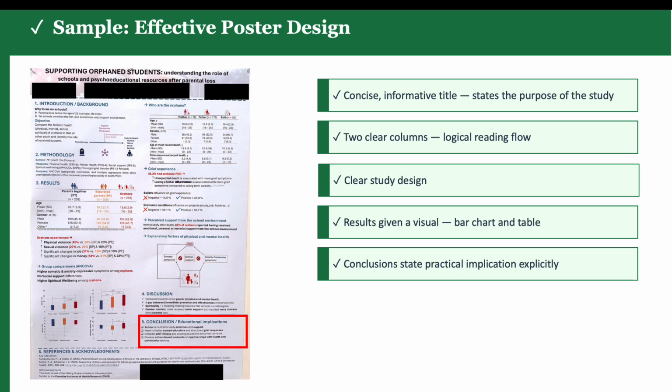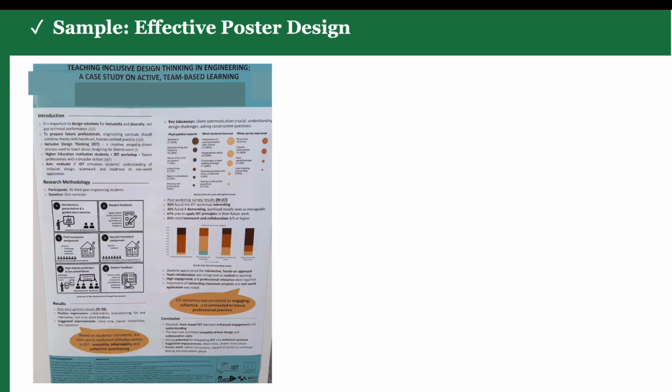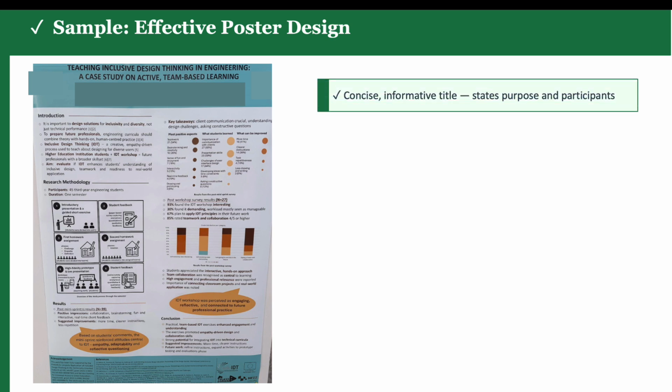So the conclusions state a practical implication. And references and acknowledgements are included in the footer. This is a clean professional poster that respects the reader's time. Here's a real example. The title again clearly defines the purpose and participants group. The 2-column layout flows logically.